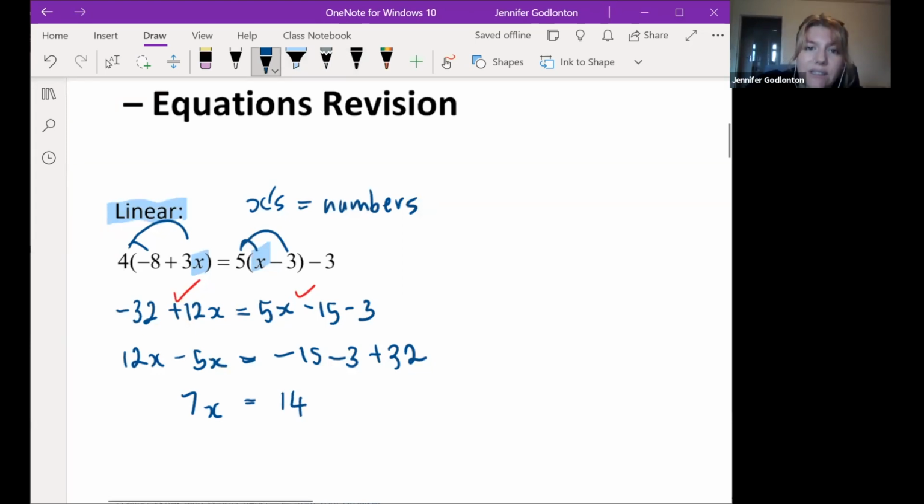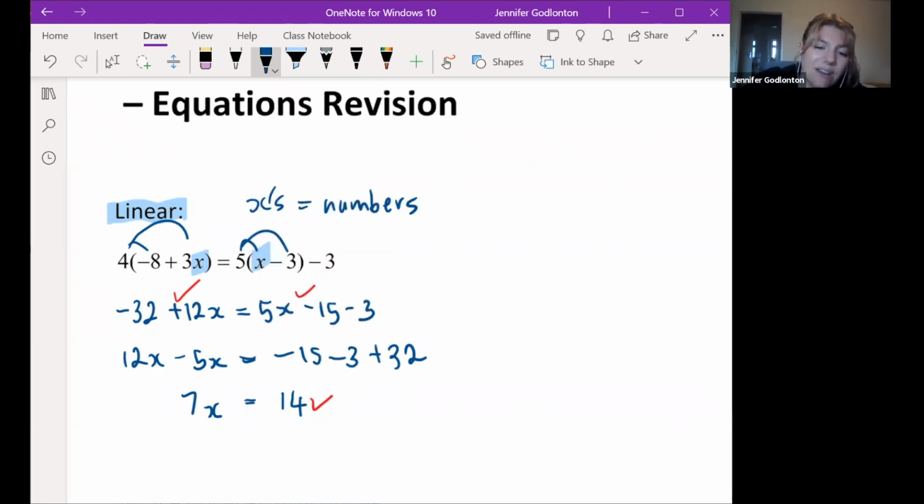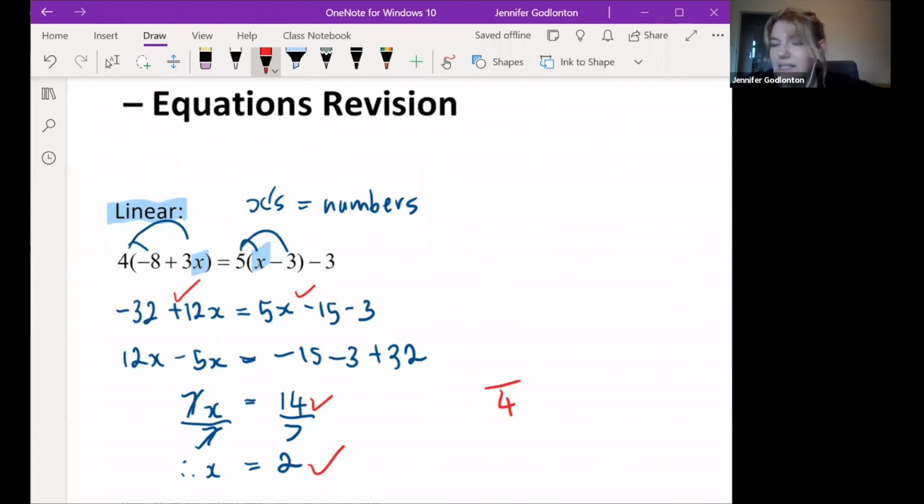If you got to this step, you're going to give yourselves another mark. Last step, when we have a coefficient of x, we divide by that coefficient and we divide on both sides. And so our final answer is x equals 2. Final mark, this is out of 4. How did we do? Let me know how this question went.